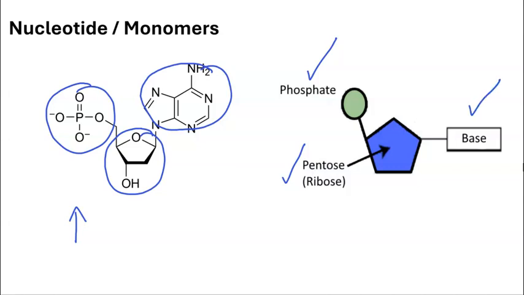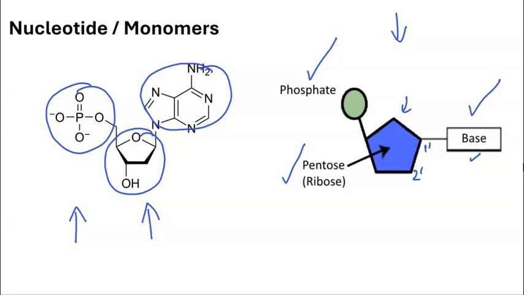For the purposes of this examination and for these videos, students are advised to make diagrams using these representative shapes rather than to recall the details of the chemistry. That said, knowing that this is a 5-carbon pentose sugar, we can see that on the first carbon, 1', we have the base attached.